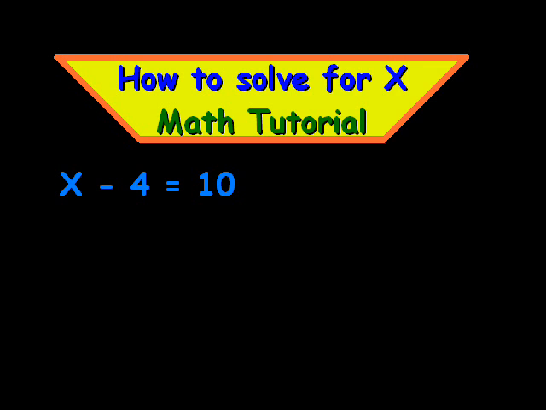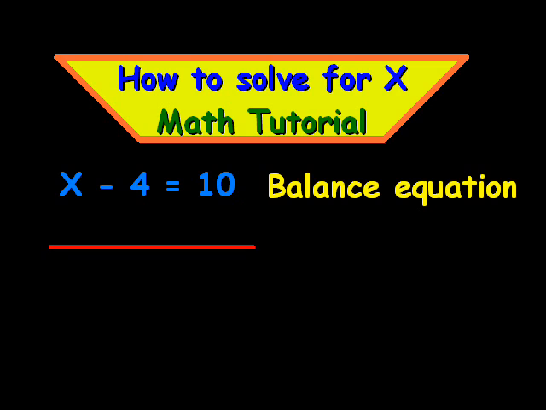We have an equation in front of us, and we have x minus 4 is equal to 10. Okay, and what we want to do to solve this is we want to balance the equation. In other words, we want to try to get x by itself. Well, we have x as a positive term, so we probably want to keep it that way. If you look at this number 4 here, we can balance it out.